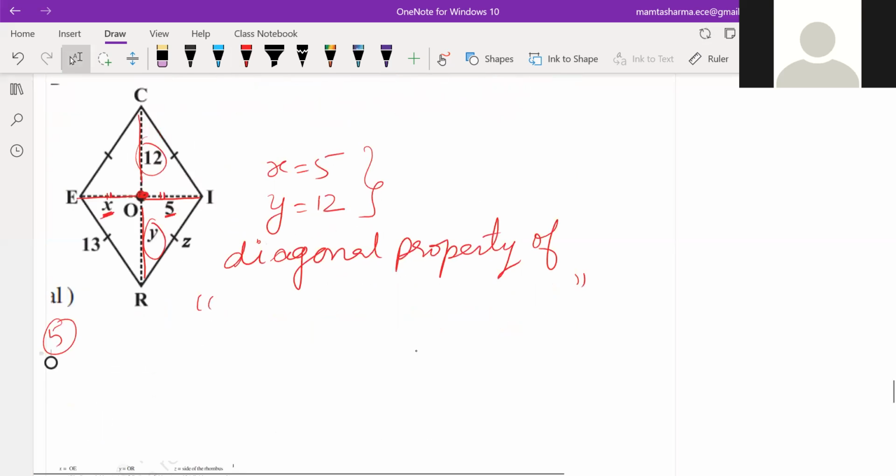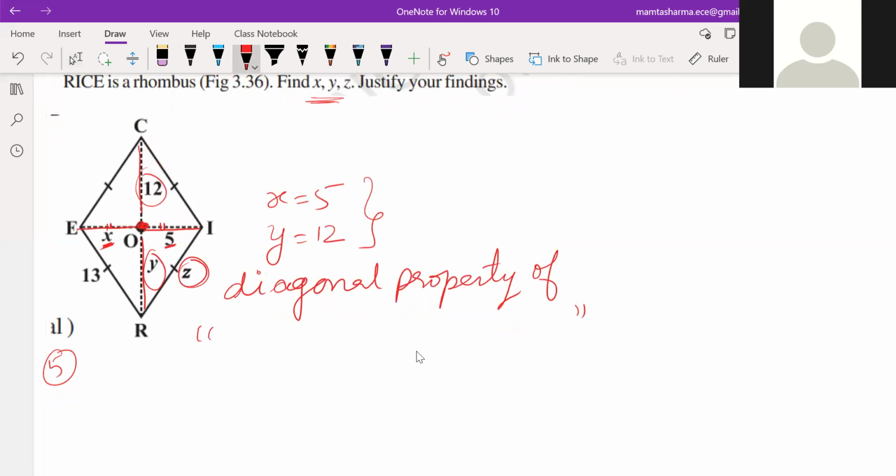Z you also have to find. Z is 13 because we are saying all sides are equal. So 13, one side is given, so the other three would be 13 only. If they ask this one, W, this will also be 13, and say this is V, this V would also be 13.